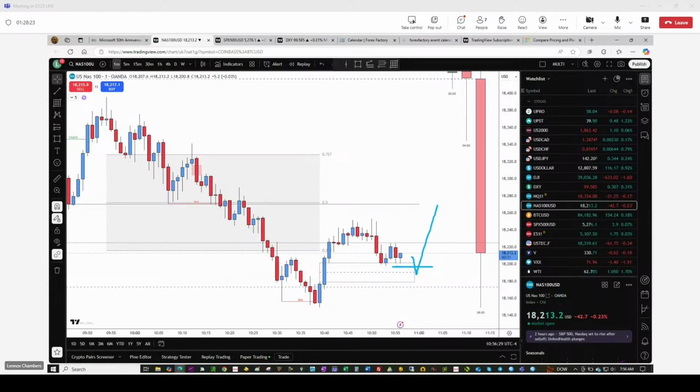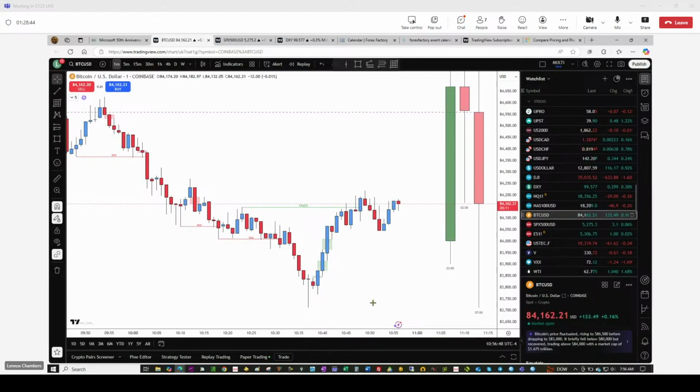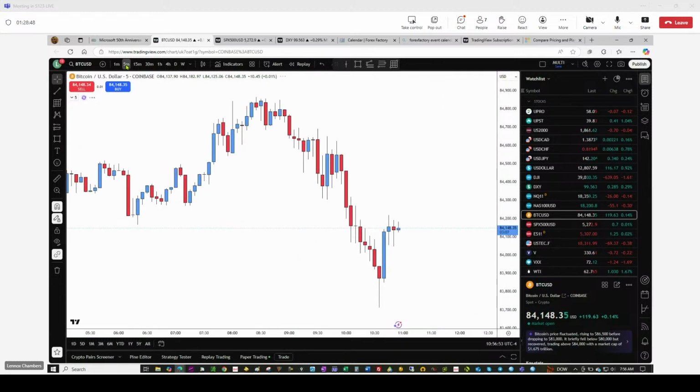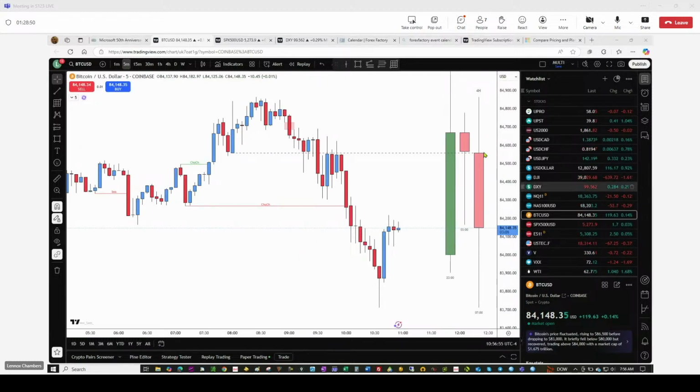So what is your take on, well, I don't want to distract because you might be anticipating a setup. What's your question? Well, what is your take on Bitcoin? Okay, so Bitcoin is doing a similar thing to NAS, right? So they're just retracing the current move. So if I go back up to the 5, this entire move is just being retraced right now.